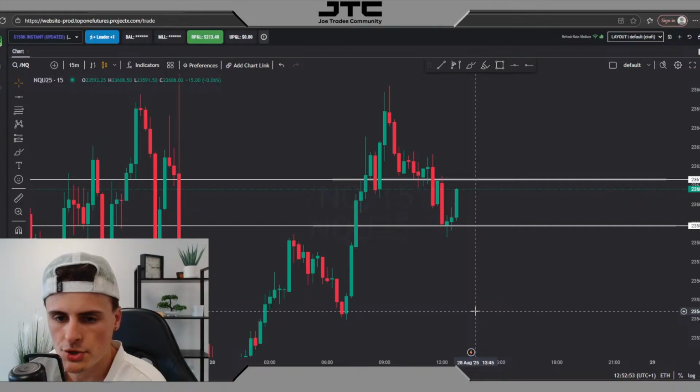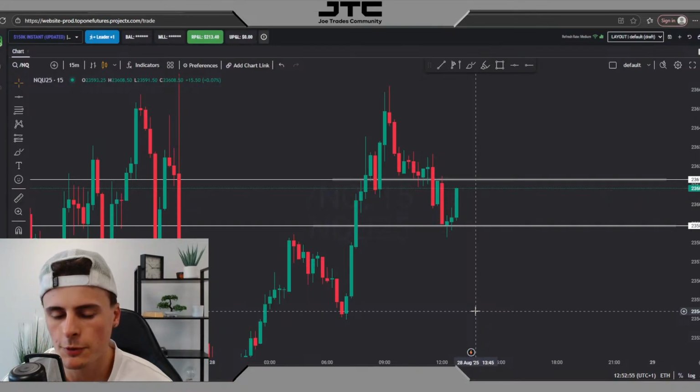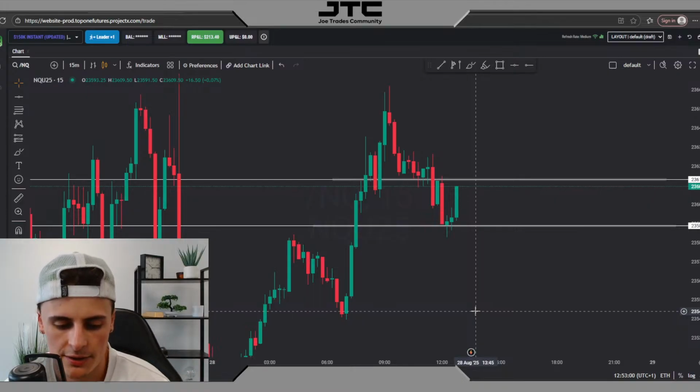What's the difference between Top One Trader and Top One Futures? Top One Futures is the futures side. Top One Trader is the FX side.